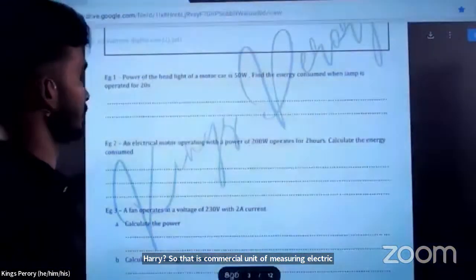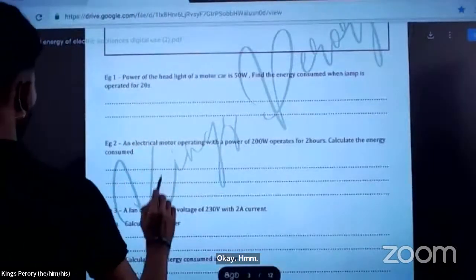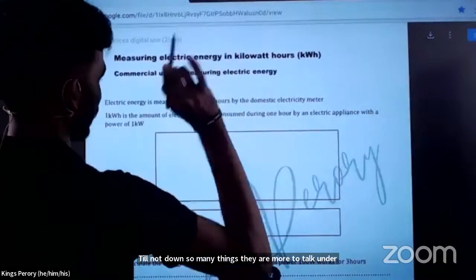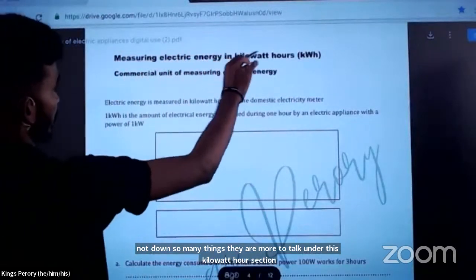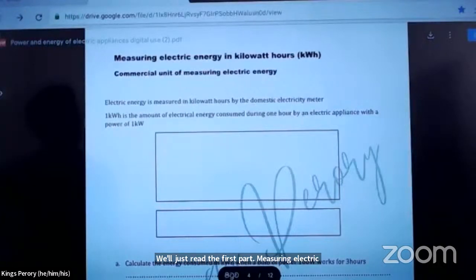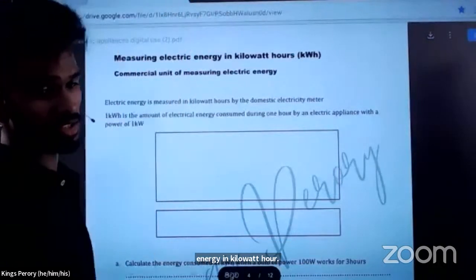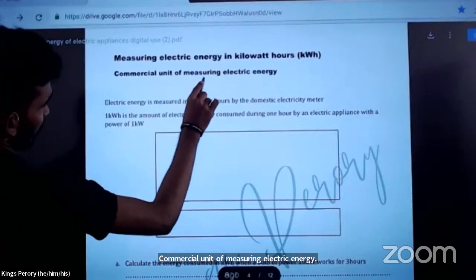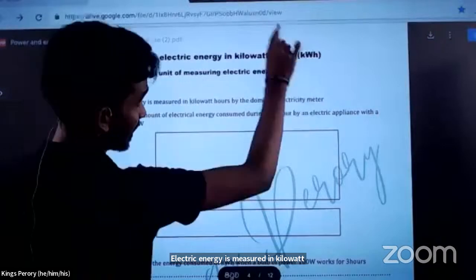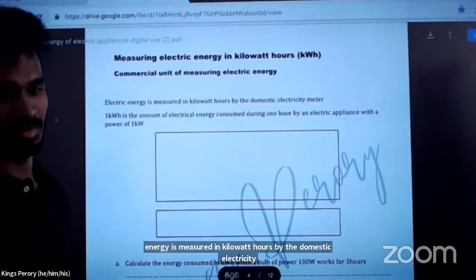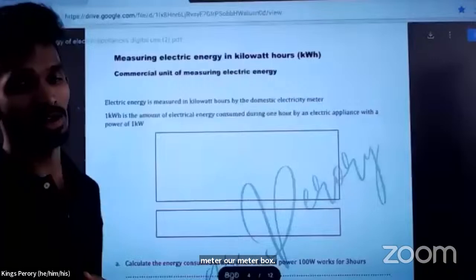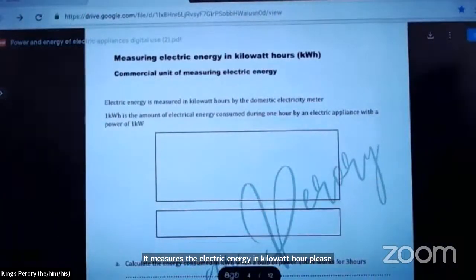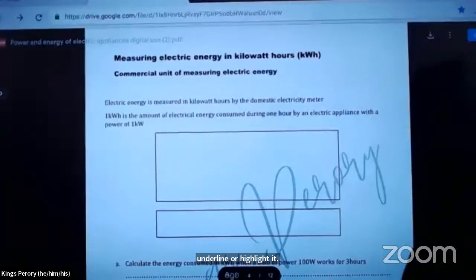Go to the tutorial. Still not done. So many things are there, more to talk about under this kilowatt hour section. We'll just read the first part. Measuring electric energy in kilowatt hour. Commercial unit of measuring electric energy. Electric energy is measured in kilowatt hours by the domestic electricity meter, our meter box. It measures the electric energy in kilowatt hour. Please underline or highlight it.